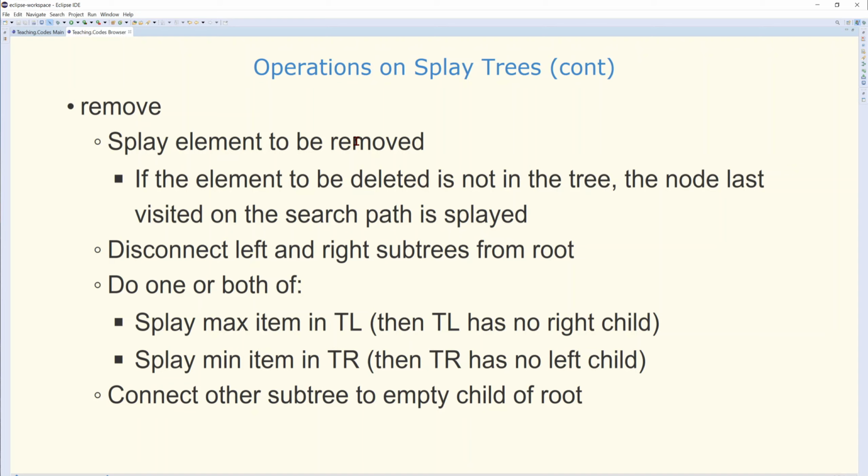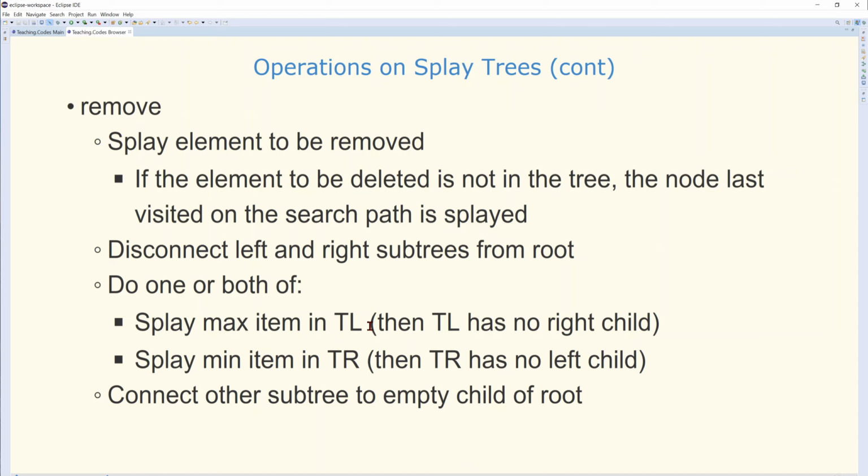One is what we call TL, the tree left. It's the left subtree of the root, and TR is the right subtree of the root. You end up with two subtrees. Now you need to merge them under a new root because it has to be a single tree. But if each one has two children, you cannot merge them. You cannot put one under the other because in that case it would have three children.